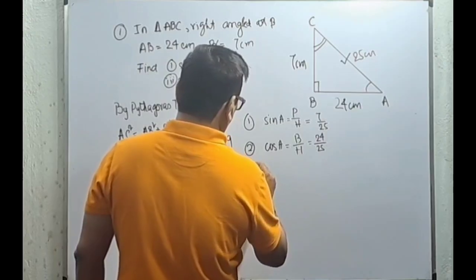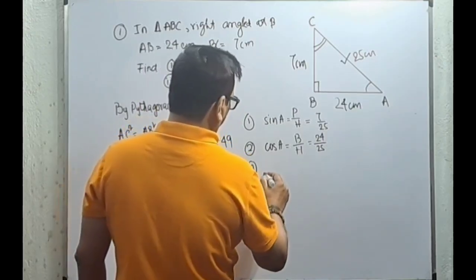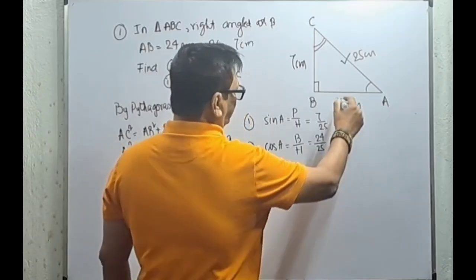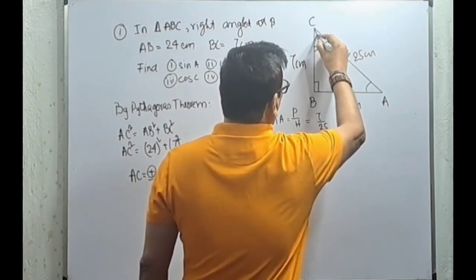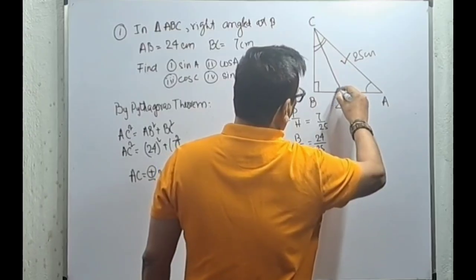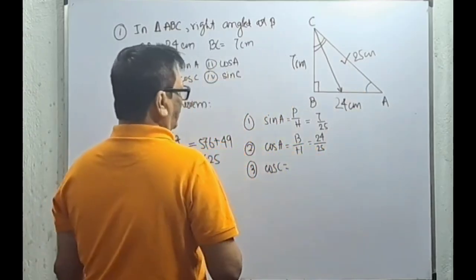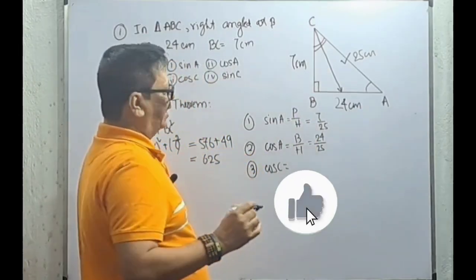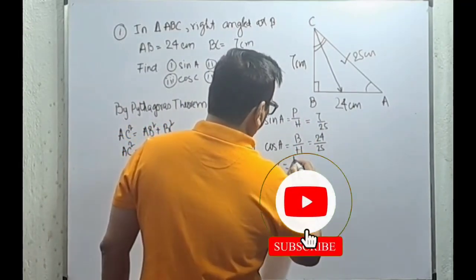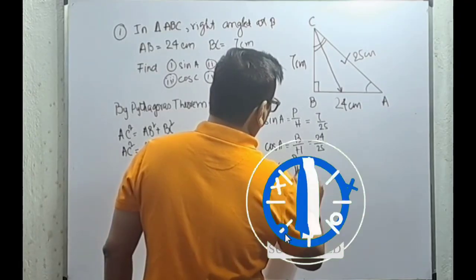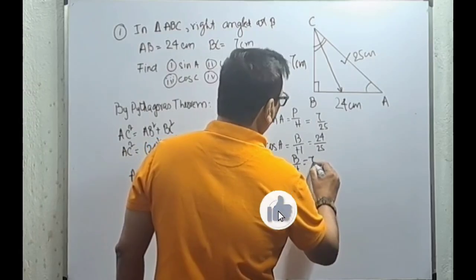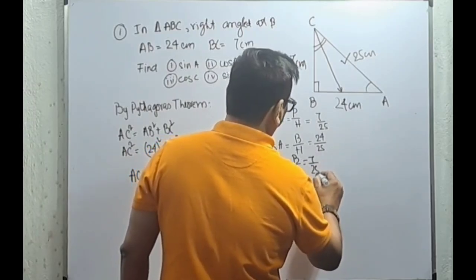part 3. Cos C. So now this is the perpendicular, right? We are referring to this. So this will be the perpendicular, and so this will be the base. So cos C is curly brown, base by hypotenuse, which is equal to 7 by 25.